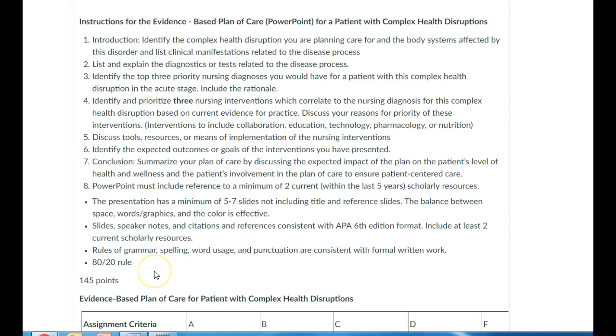And again, it has to be the 80-20 rule. So if you are copying anything, it can only be 20%, or if you're quoting someone, it can only be 20%. So please be aware that that also doesn't mean that if you found a source and you've copied it and not put it in parentheses, but it's still word for word, that still means it falls under the 80-20 rule. So please be aware of that.